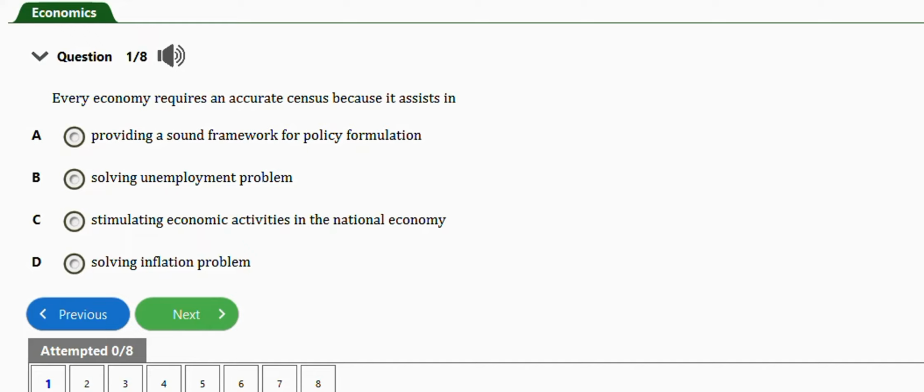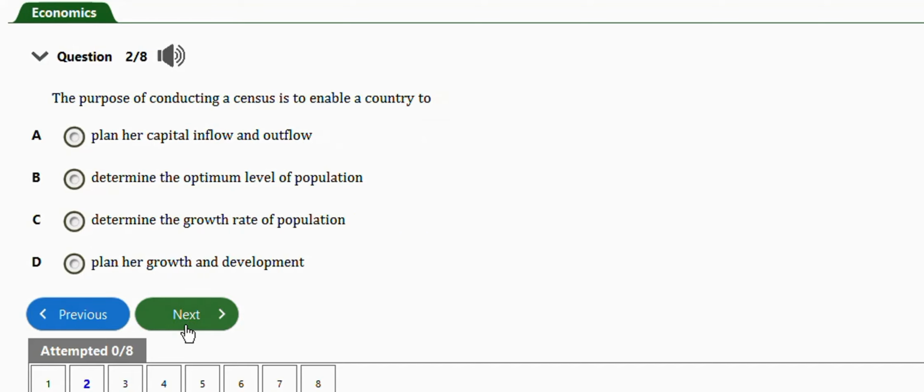The first question I have here says, every economy requires an accurate census because it assists in providing a sound framework for policy formulation, solving unemployment problems, stimulating economic activities in the national economy, solving inflation problems. So the right answer is that it assists in providing a sound framework for policy formulation. Okay, so that's it for this question.